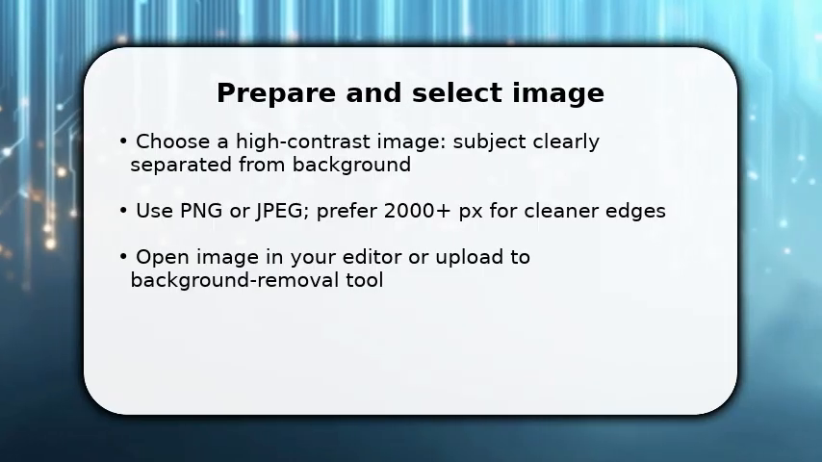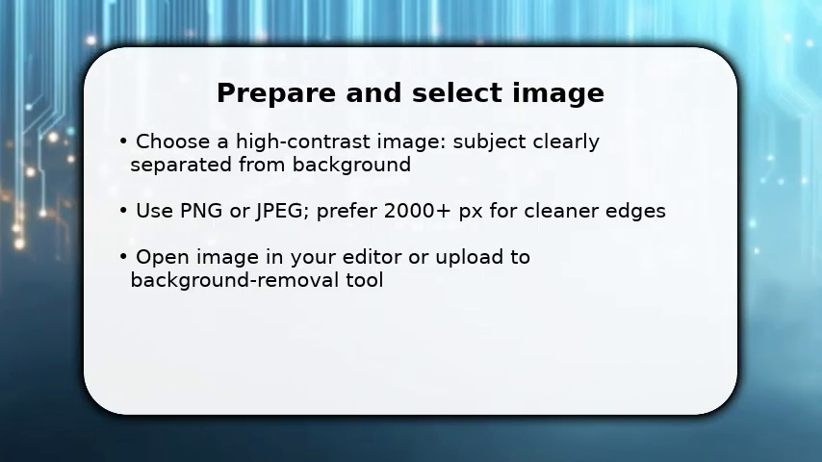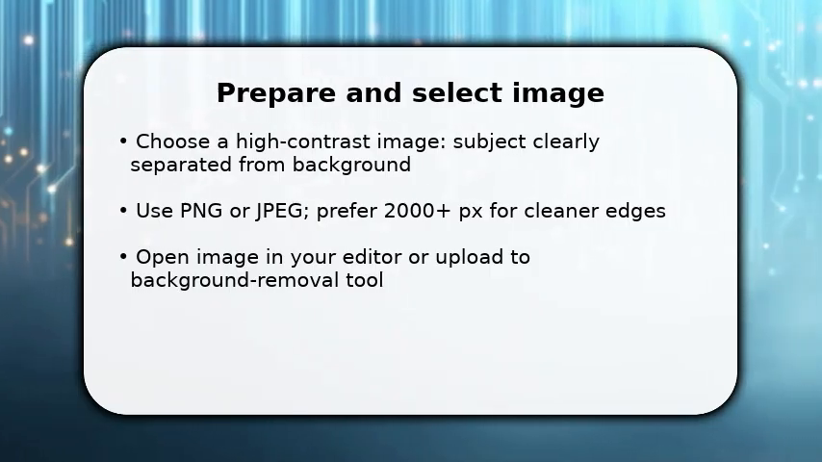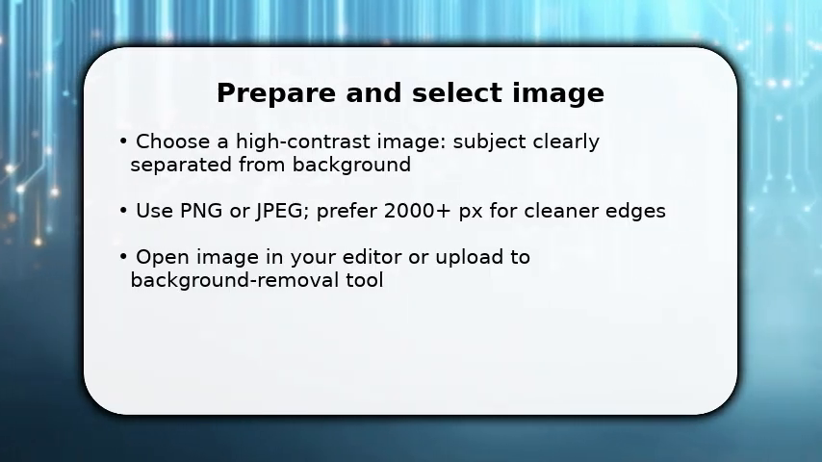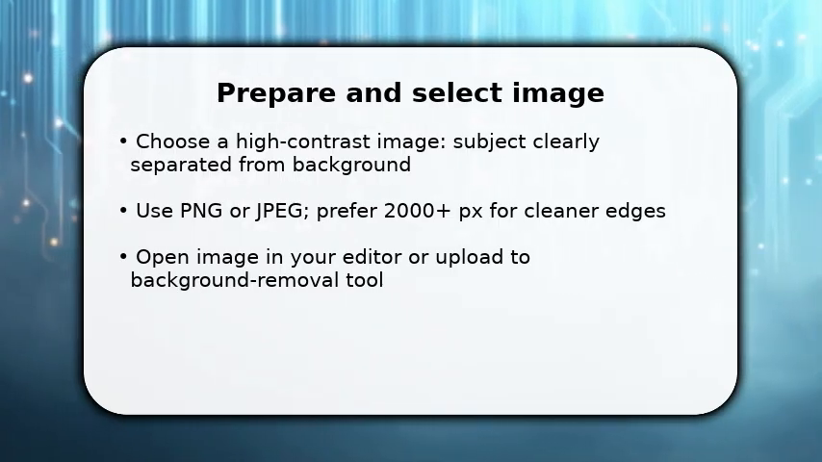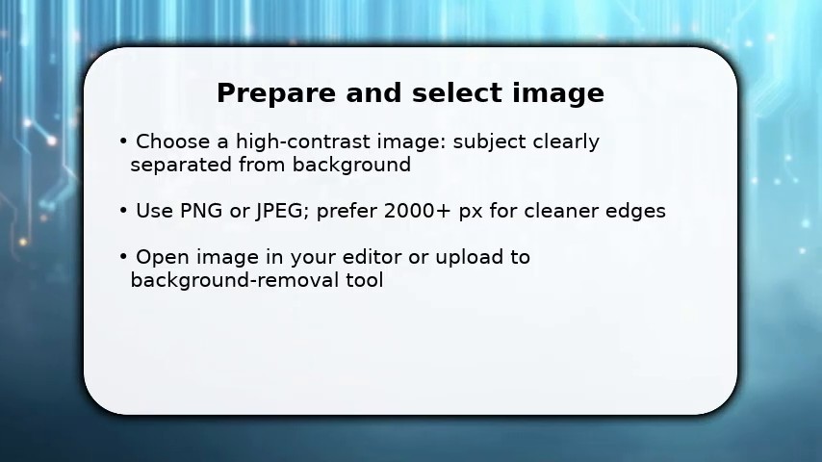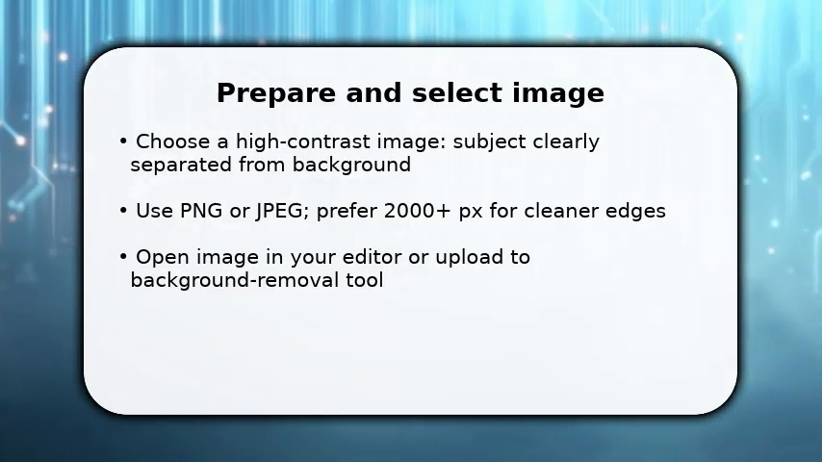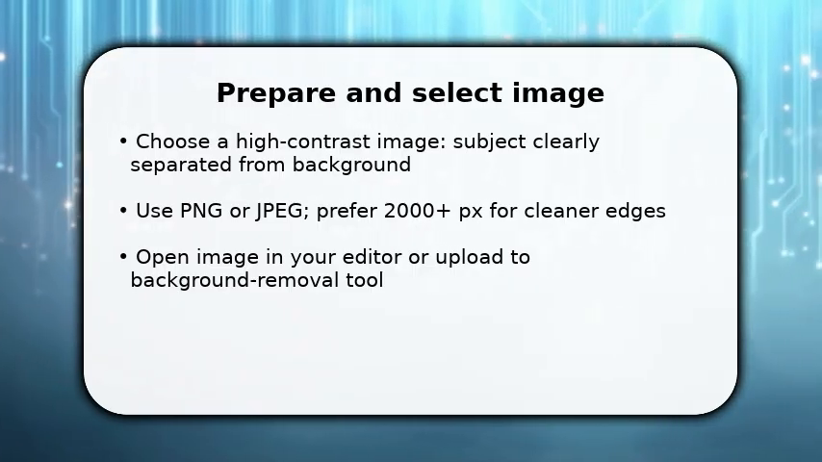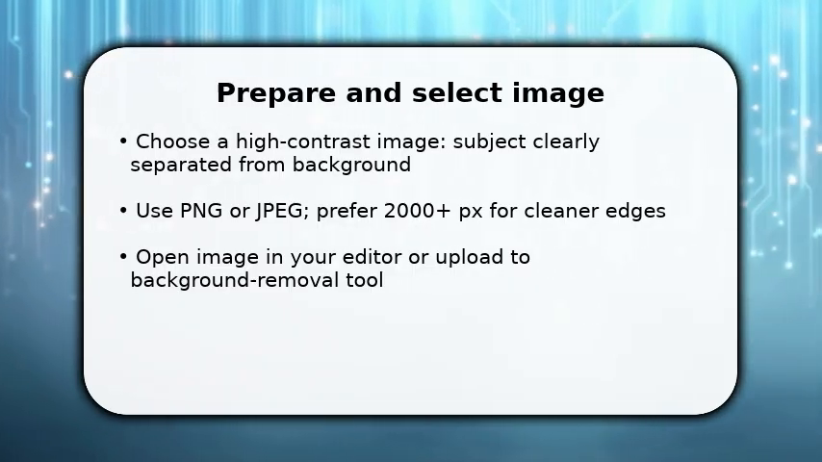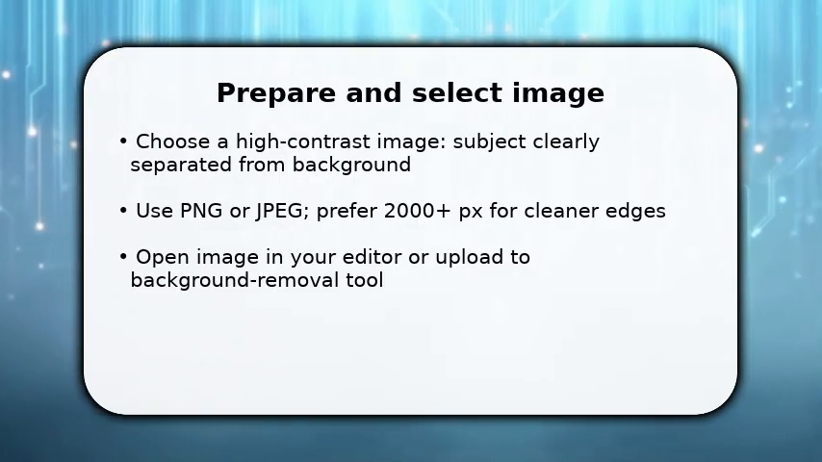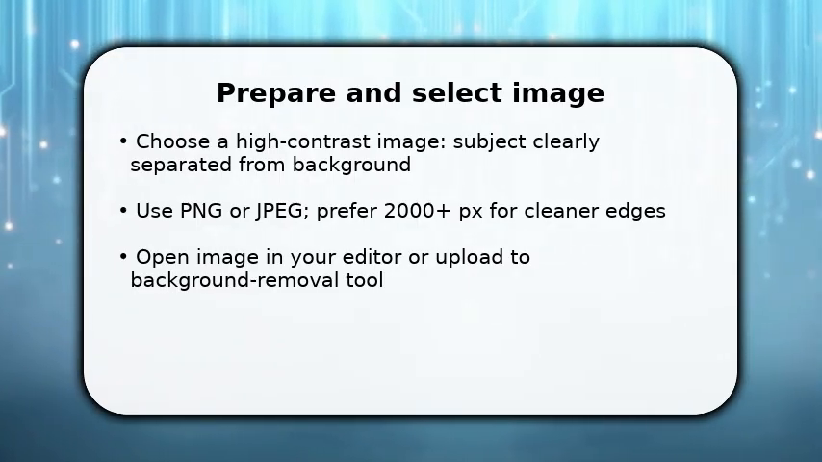You start by picking a high-contrast photo so the subject stands out. That makes automatic removal far more accurate. Open the image in your editor or upload it to a removal tool and make sure it's at least 2,000 pixels wide when possible for clean edges. Next, quickly scan for hair, transparent fabrics, or motion blur. These need extra care. Once done, set the tool to automatic mask or lasso mode and run the initial remove background pass so you have a base layer to refine.